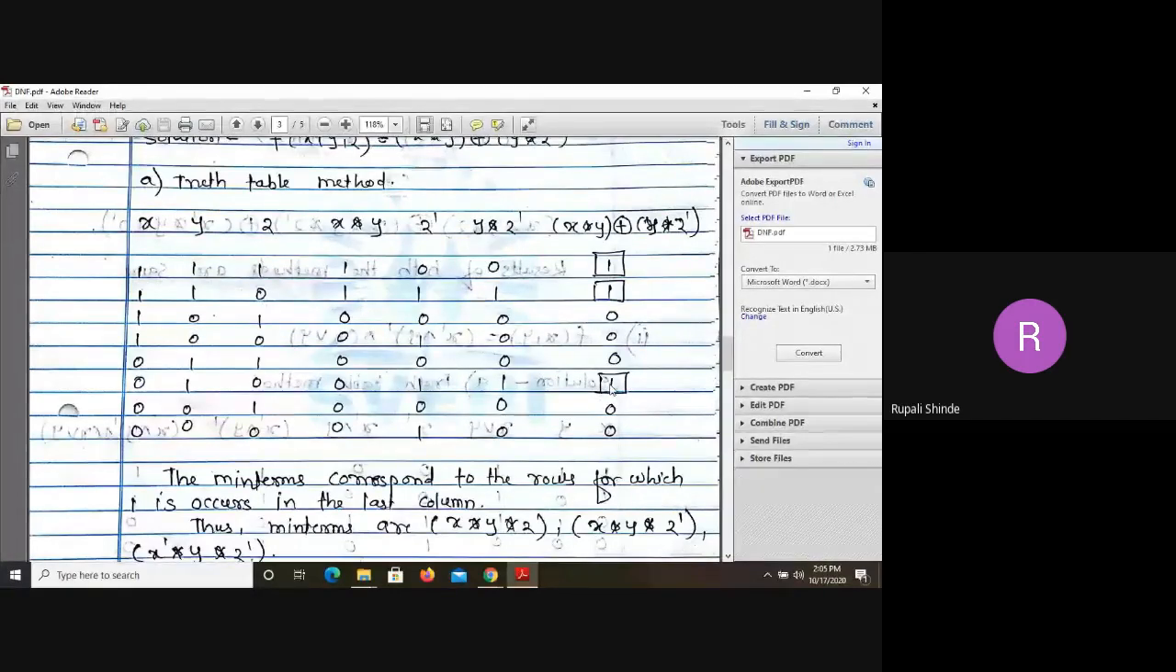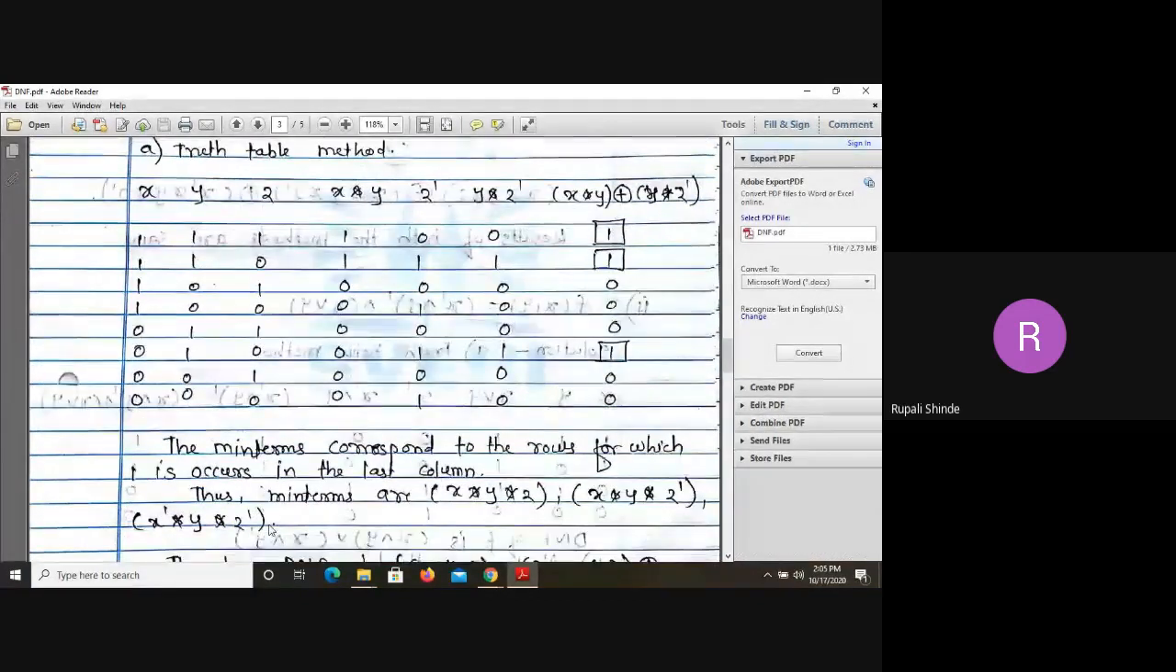Now check for the third one. For this one, the values of x, y, z are 0, 1, 0. So again, 0 means what? x complement star y star z complement.